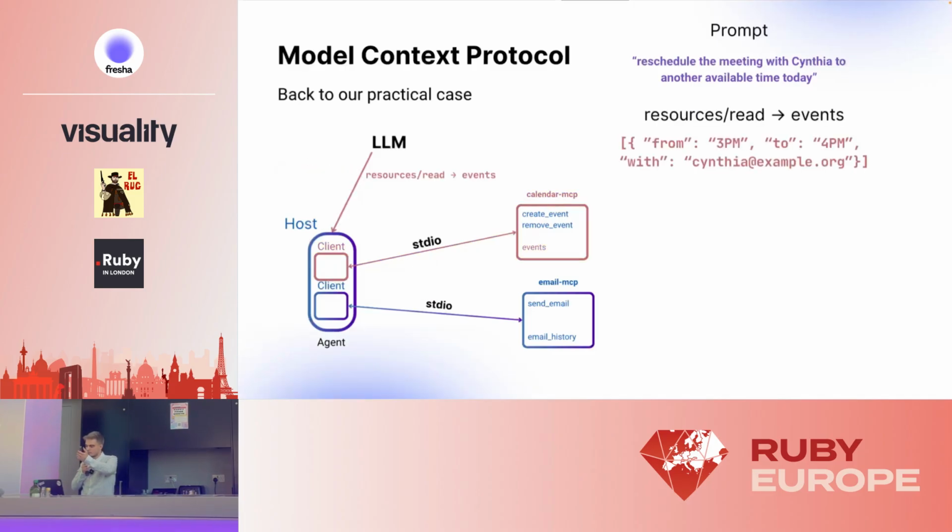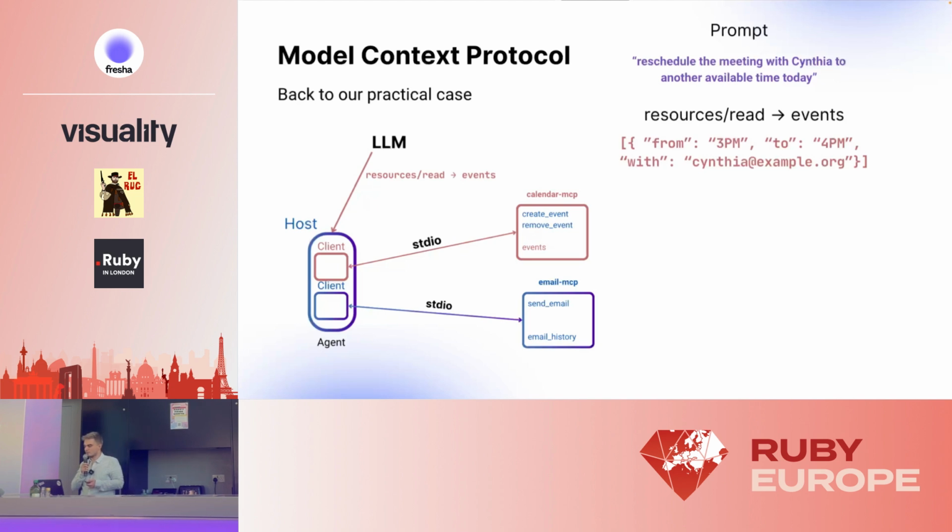So the LLM will say to the host, please give me the events. The host will understand which client is connected to the proper server, and it will transfer that command to the client and the client to the server, and vice versa. And this is the return value that you see on the top right. So the LLM will see that we have an event from 3 p.m. to 4 p.m. with Cynthia at example.org. So now the LLM knows which event I'm talking about, which Cynthia I'm talking about, and its email as well.